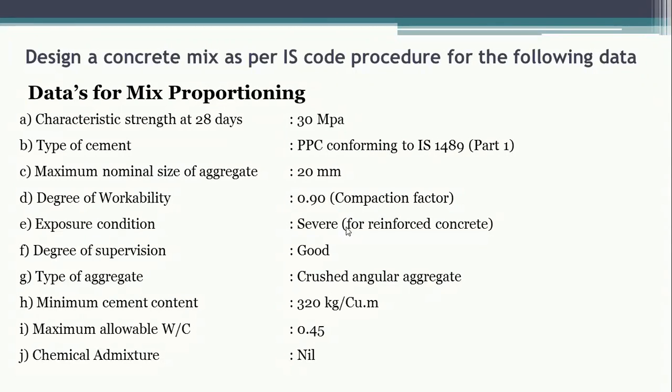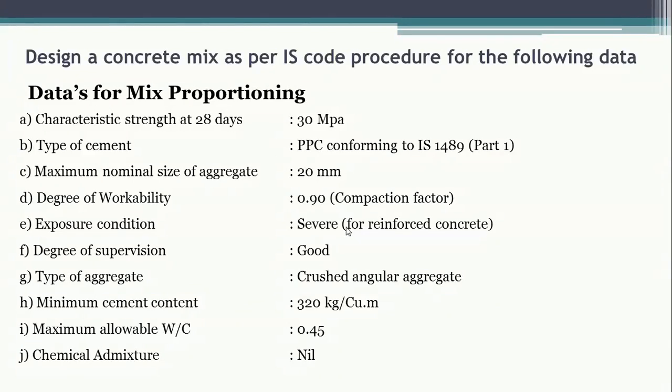Then degree of workability is 0.9 compaction factor. This is one change in the problem, because till now in all the problems we have been given the slump value in mm. In this problem they have given the compaction factor. How we can find the water content by using this compaction factor, we'll be learning in the coming slides.